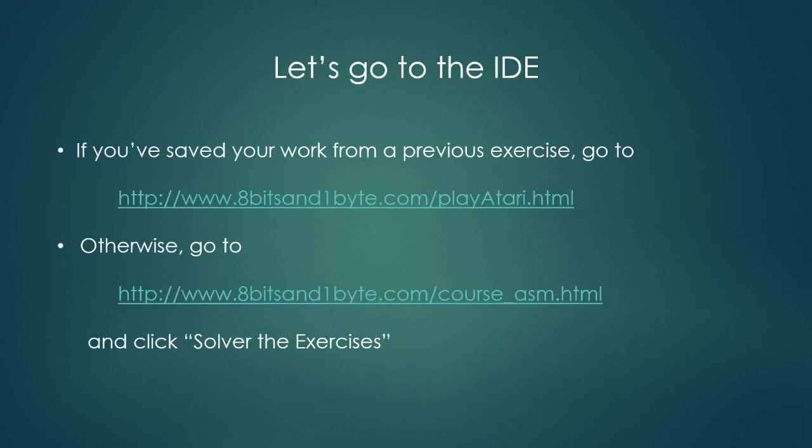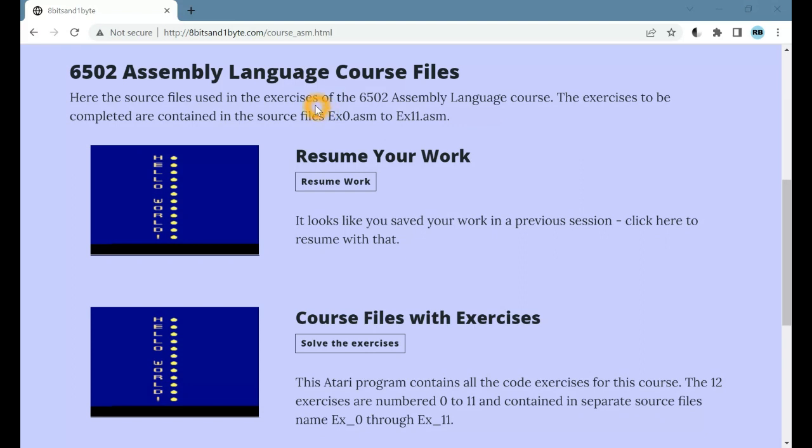Let's go to the IDE and have a look at the exercise for this video. As always, you can start in either one of two places depending on whether or not you saved your work before. Here I am at the 6502 Assembly Language Course Files page, and you can see that we now have a new link. The page looks to see if you saved your work for a previous exercise and offers this link. So we'll click on that.